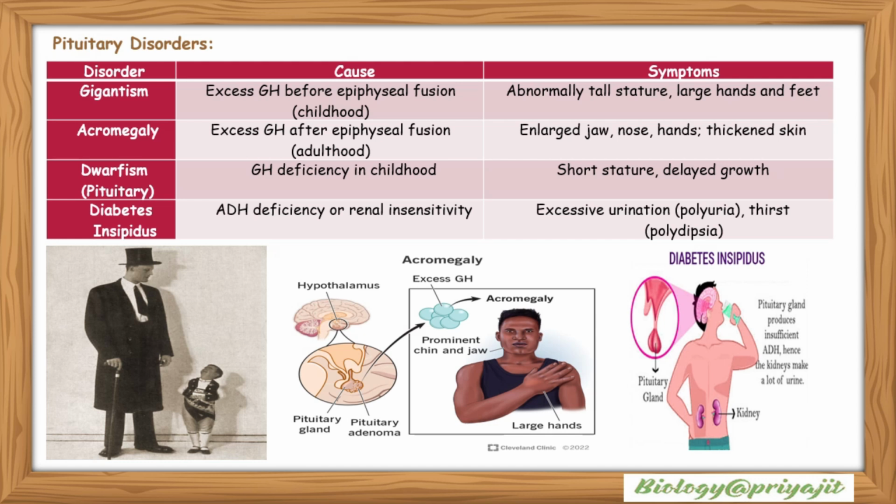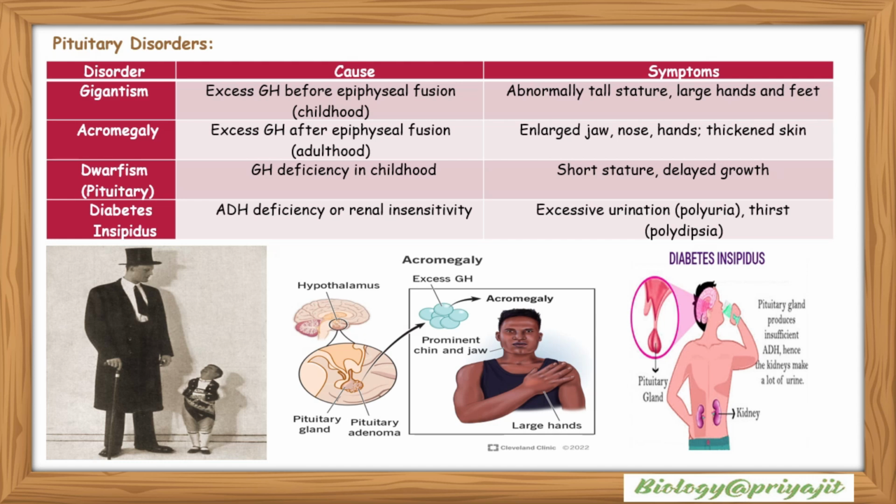Excess growth hormone before epiphyseal fusion causes this disease in children. The symptoms of this disease include abnormally tall stature, and large hands and feet. Acromegaly occurs due to excess growth hormone after epiphyseal fusion, and it is found in adults. The symptoms of this disease are an enlarged jaw, nose, hands, and thickened skin.